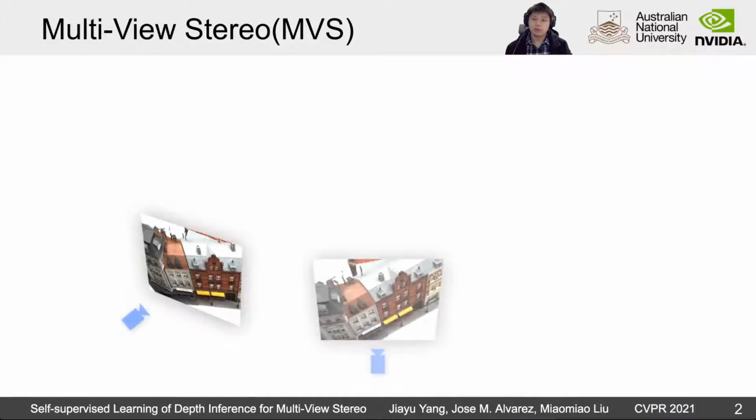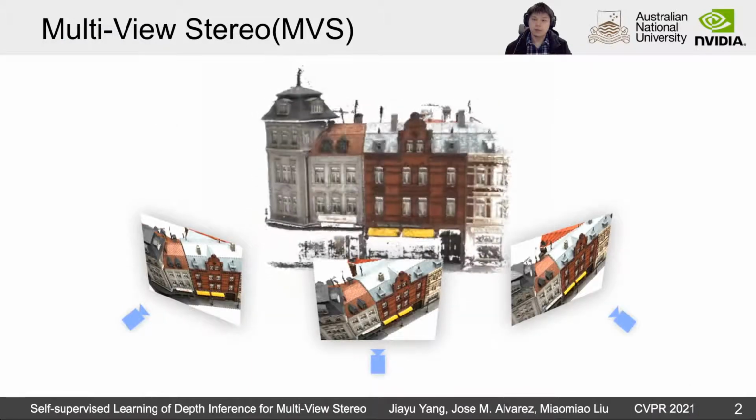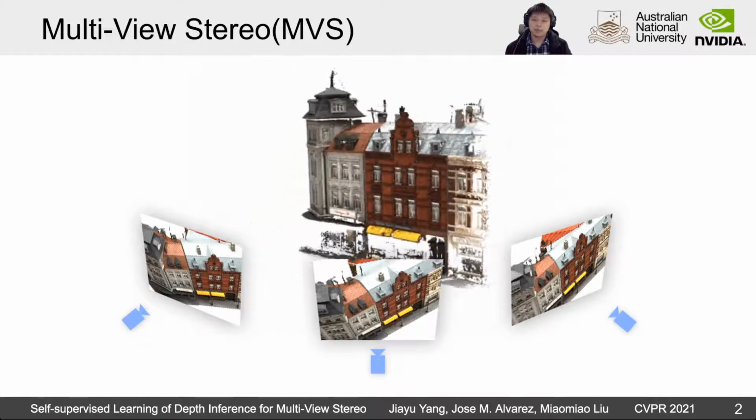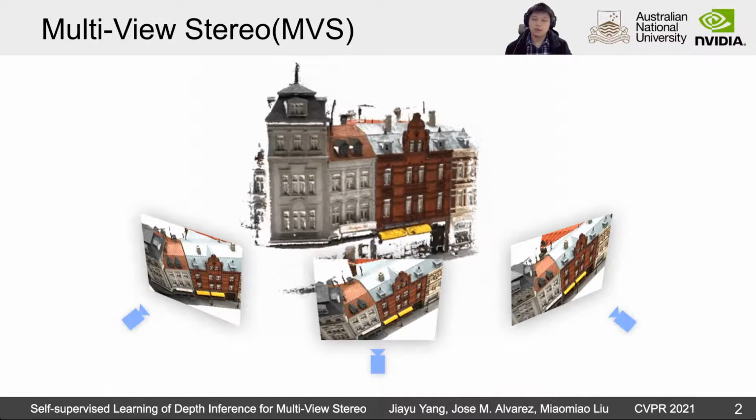Multi-view stereo aims to reconstruct the 3D model of a scene from multi-view images. It is a fundamental problem for computer vision and has many applications such as 3D reconstruction and virtual reality.